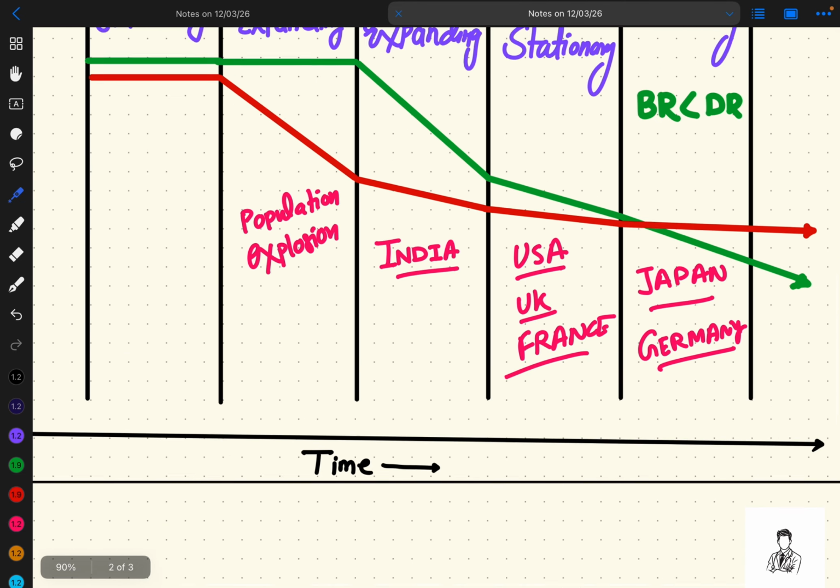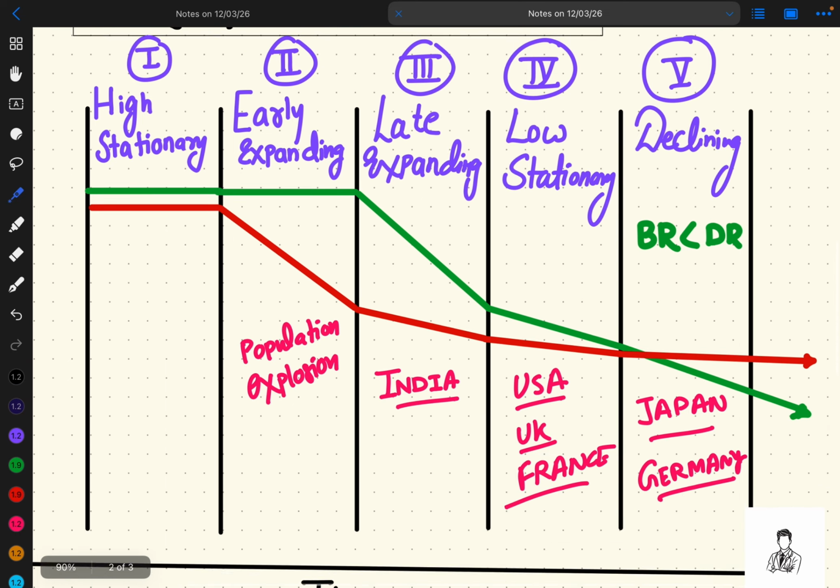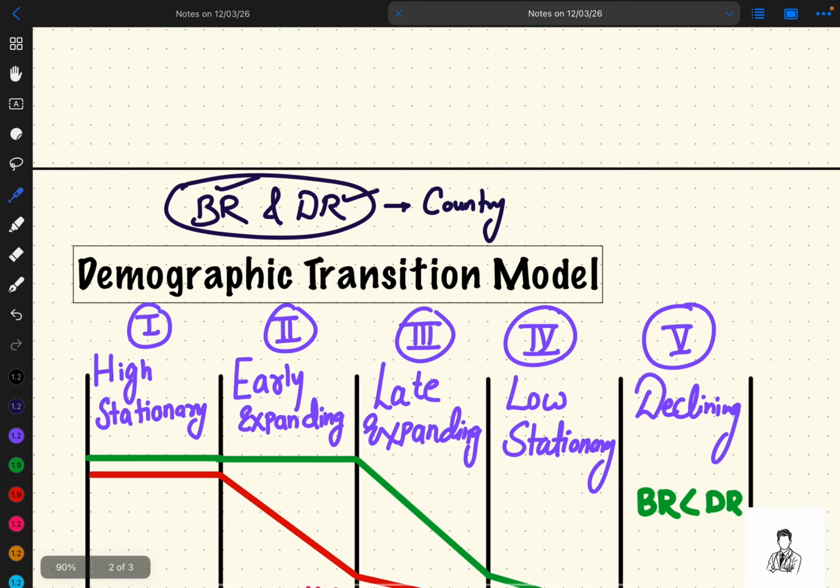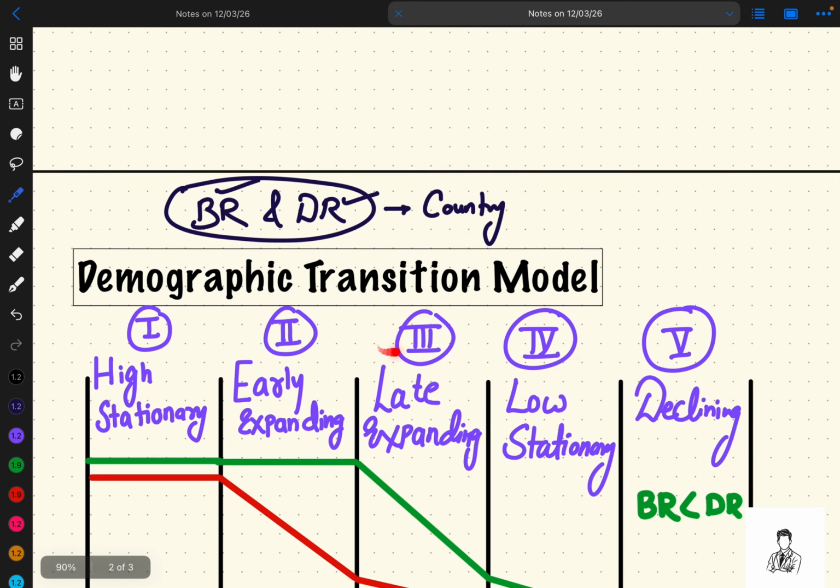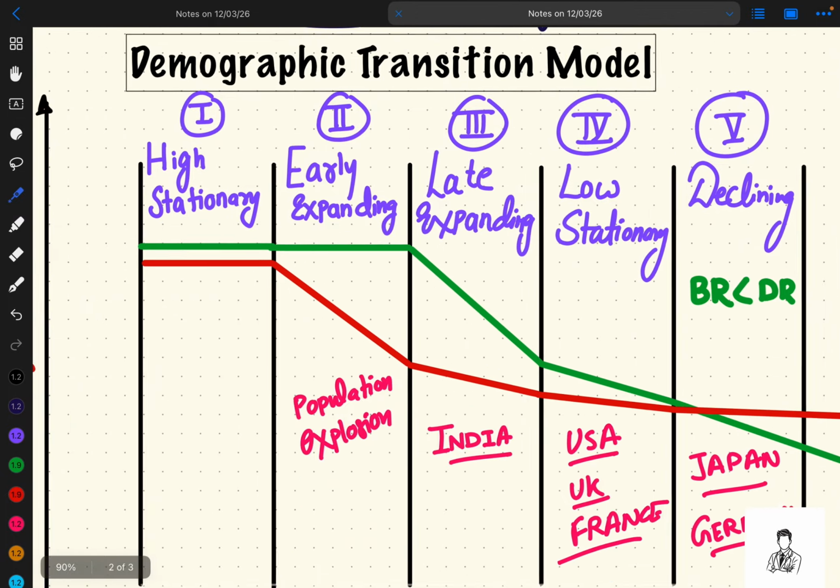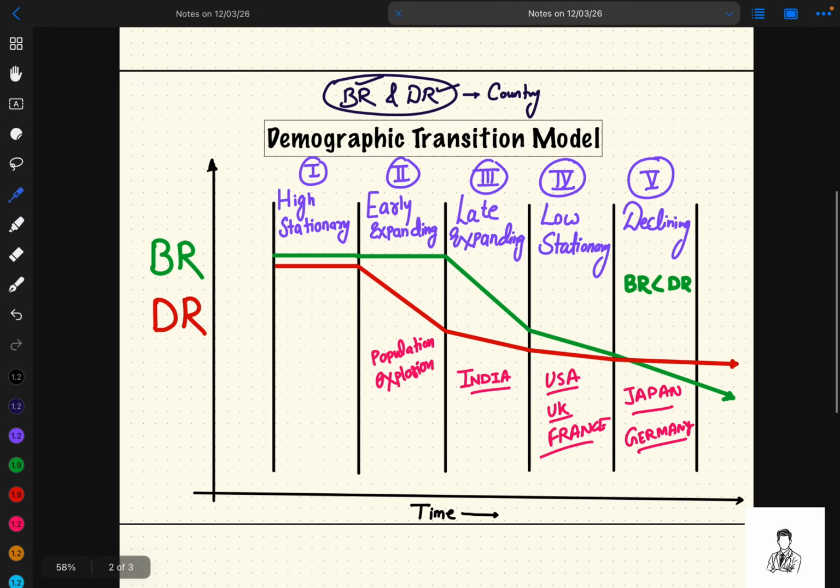Quick MCQs. Which country? Oh, India is in which stage? The third. US in fourth. Japan in fifth. So guys, see, clearer and easier.